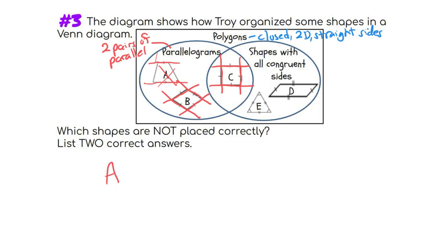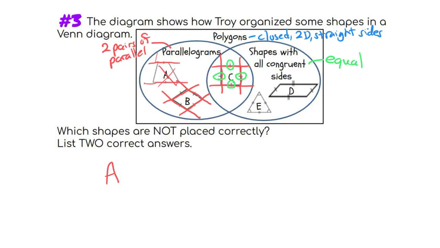Now, last circle is labeled shapes with all congruent sides. Congruent means equal. All the sides are the same length. And so if we start with C, all 4 sides are the same. We can tell because of these little marks that they have going around it. Those tell us that those 4 sides are equal.